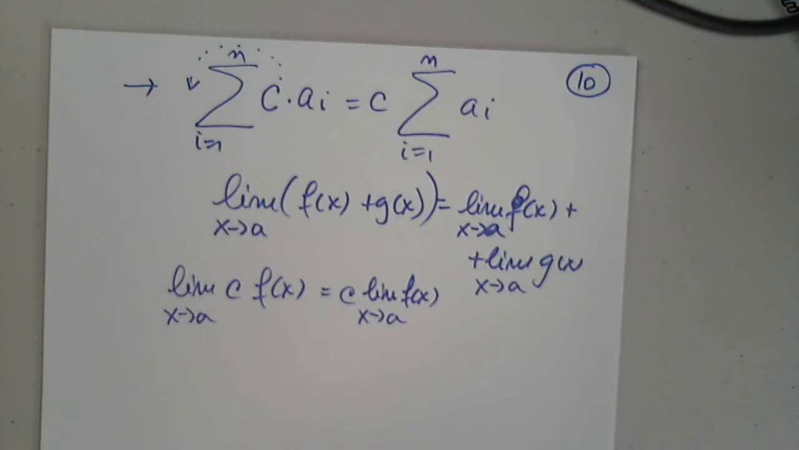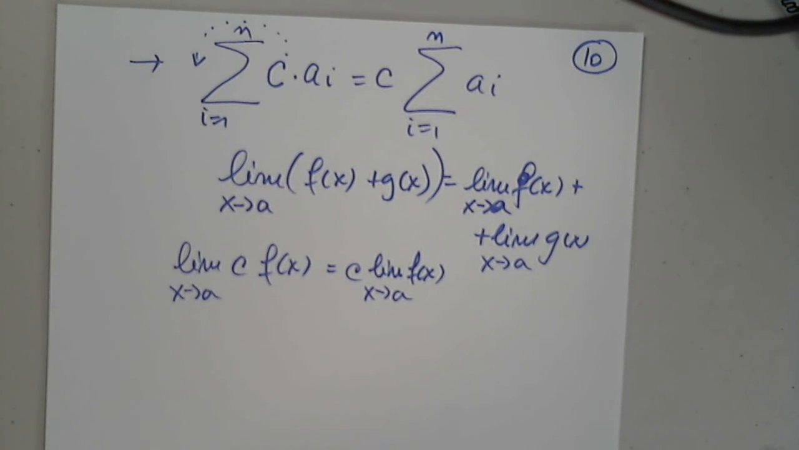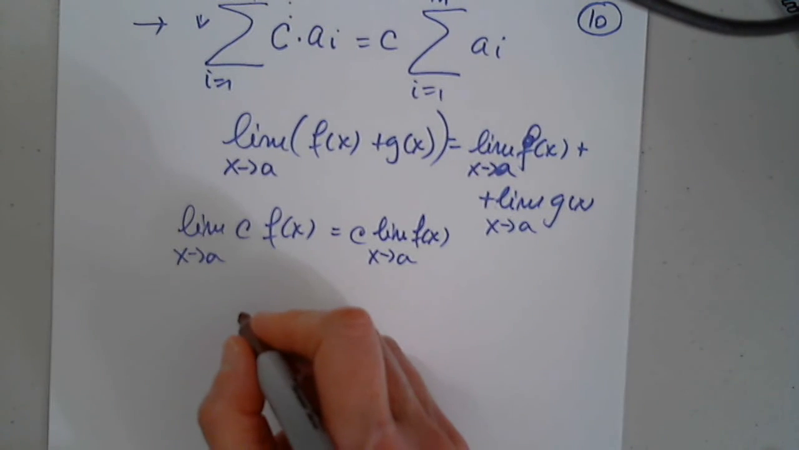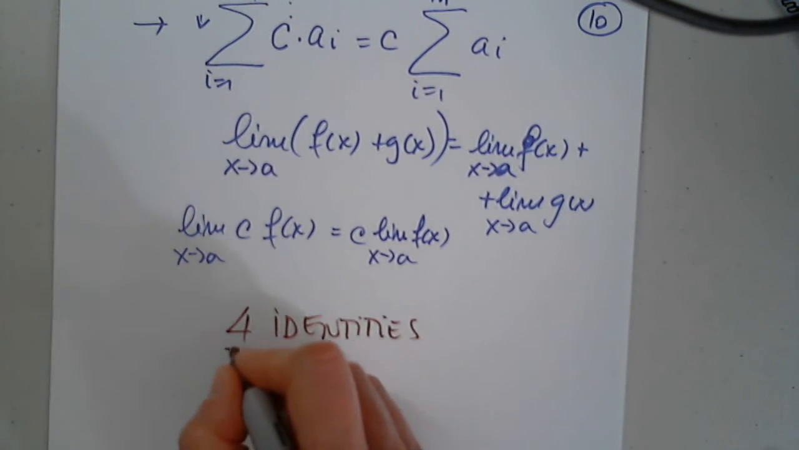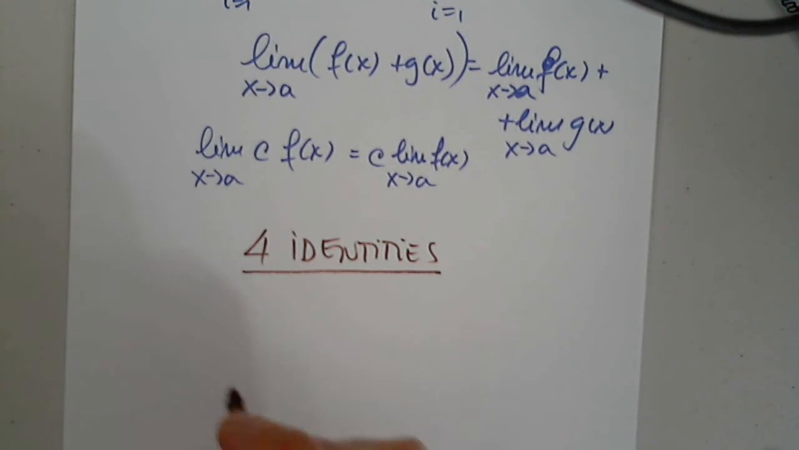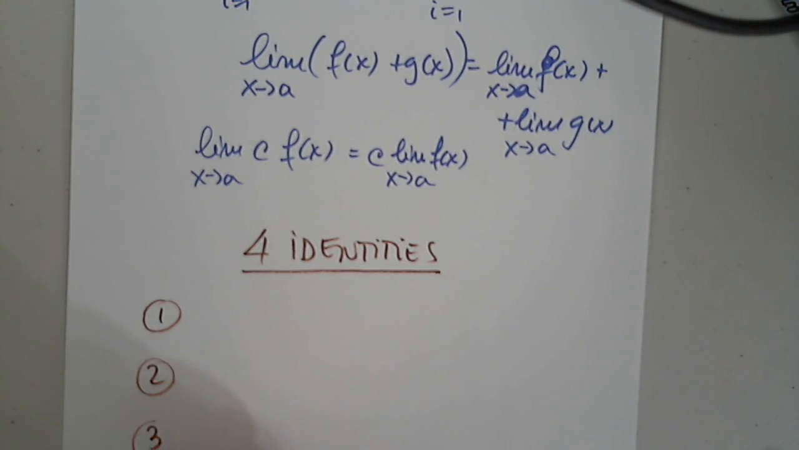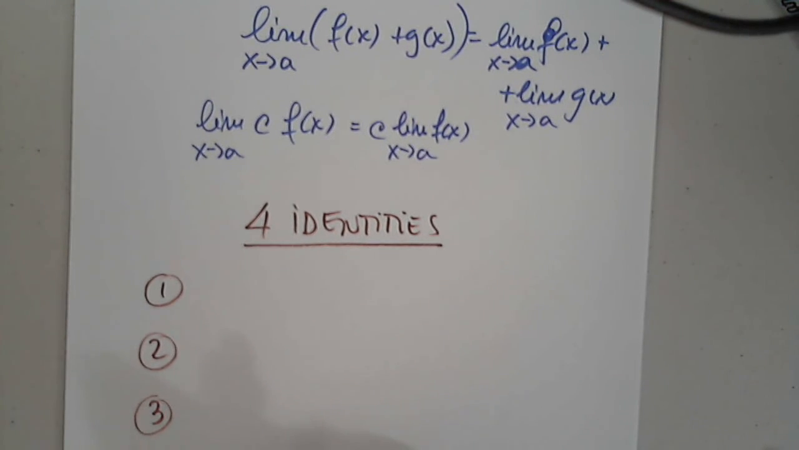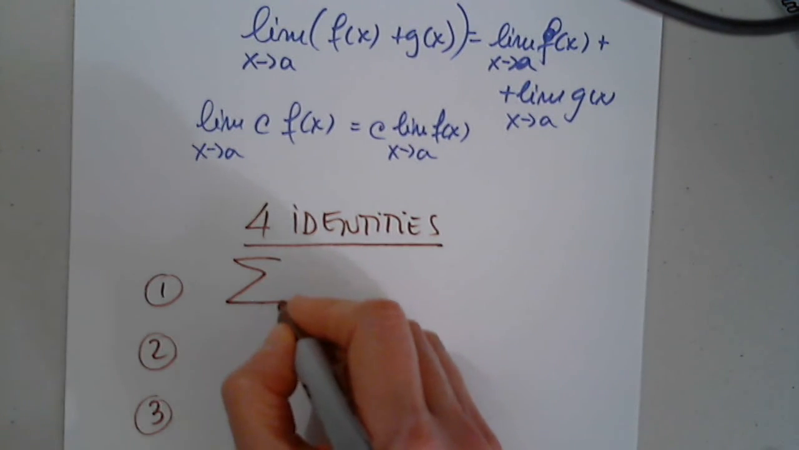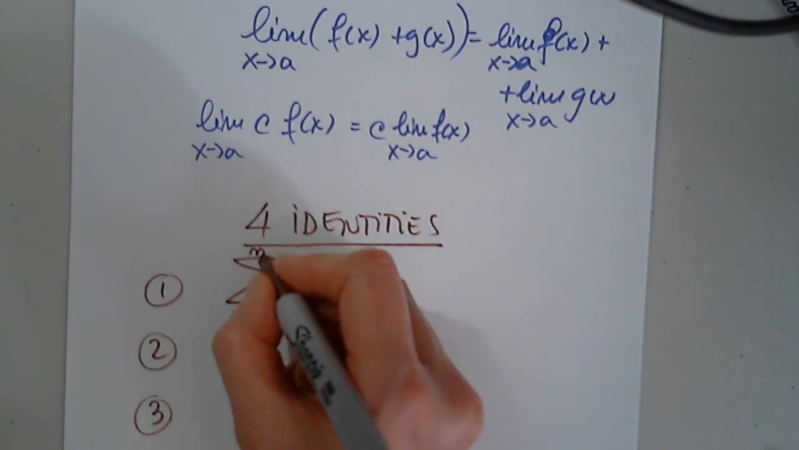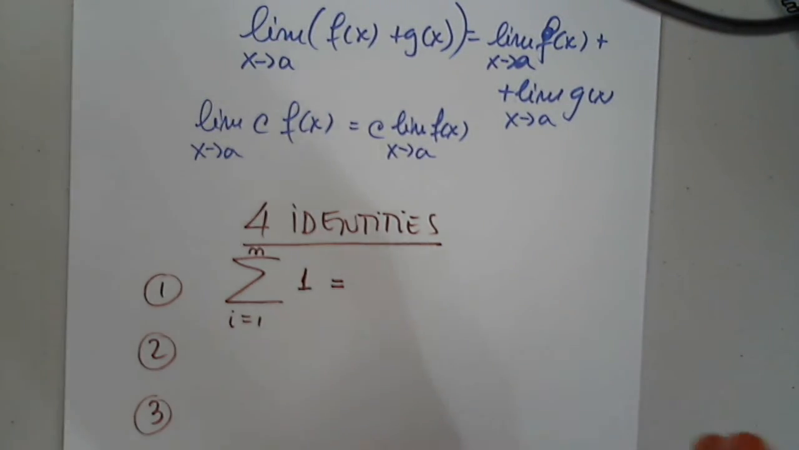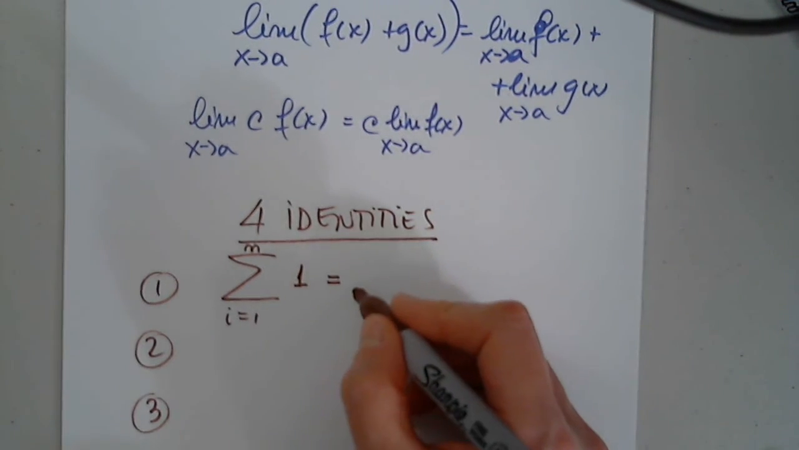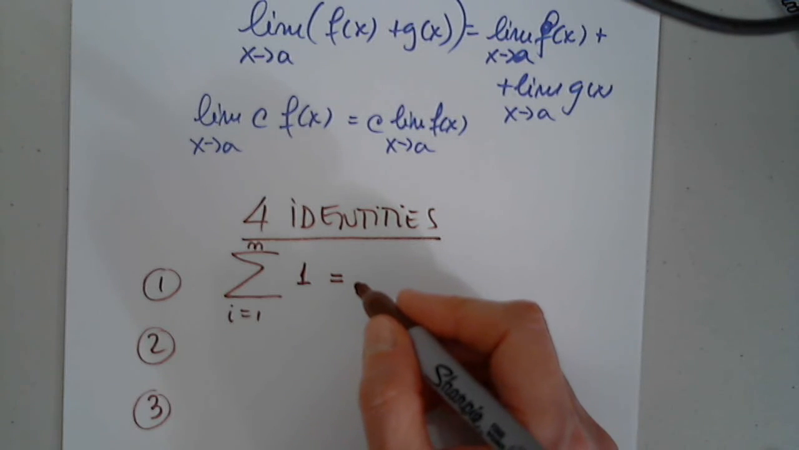We learned about this new notation, sigma, or summation notation. We learned about the properties. There are 4 identities that we will be using in chapter 5. 1, 2, 3, and 4. The first one is the easiest one. The sum from I equals 1 through n of 1. 1 plus 1 plus 1 plus 1 plus 1 plus 1, n times, is what? What do you think? Wild guess.